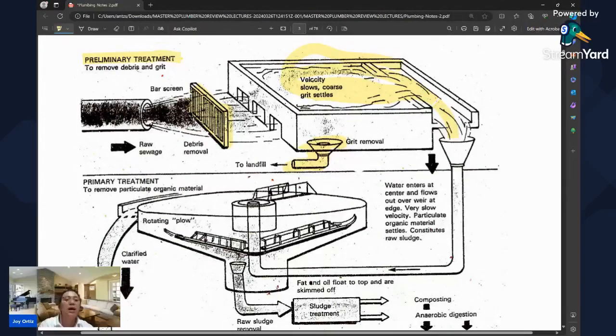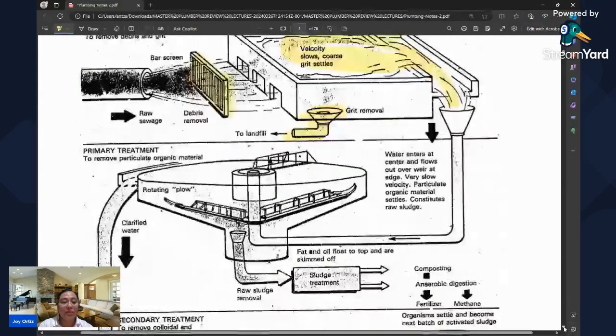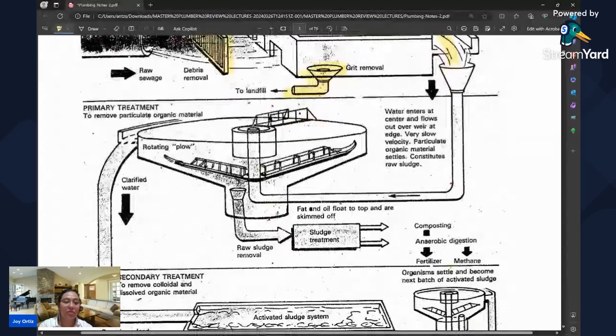dito na tayo, pumapasok na siya sa primary treatment. Dito na yung 4 na kanina diniscuss ko. So this is to remove the particulate organic material. So water enters at the center and flows out over the edge at very slow velocity, and particulate organic material settles, constituting raw sludge. So dito parang ginigiling siya. As you can see, meron po dito umiikot. It's a rotating one. Itong part na to, rotating flow na tinatawag natin. Then, iniikot dyan hanggang sa nagsasettle down dito sa baba yung mga raw sludge removal.